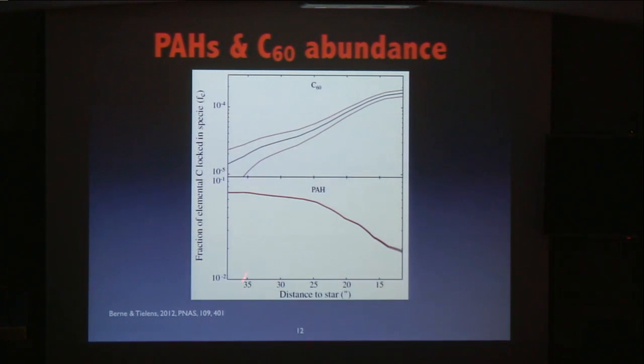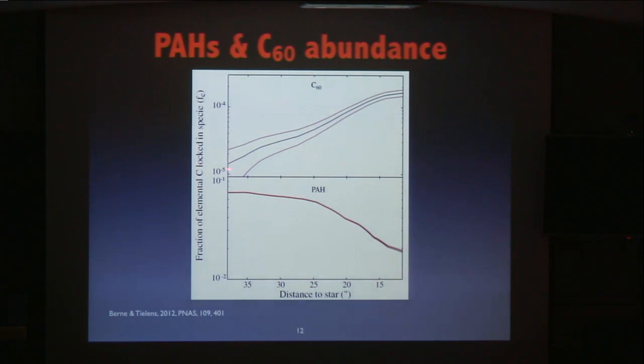This plots the abundance of PAHs as a function of distance to the star. So the star is over here and starts with about 7% of the elemental carbon in the form of PAHs. And when you get close to the star, that drops to about 2%. So PAHs are being destroyed in the strong UV radiation field of this star.